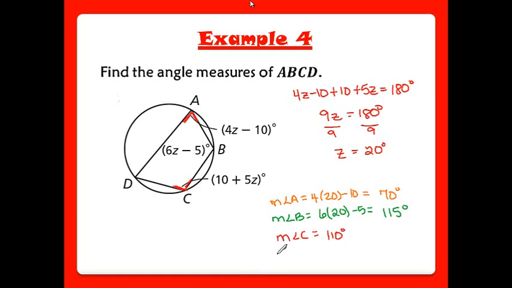The last one, I'm not given an expression for the measure of angle D, but I do know it is supplementary to angle B. So their measures should be 180 degrees added together. So 180 minus the measure of angle B. 180 minus 115 is 65 degrees.